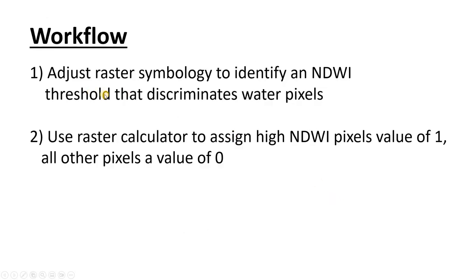So to do that, we're going to first adjust the raster symbology to identify an NDWI threshold that discriminates water pixels. So if it's above a certain value, it's water, below a certain value, it's not. Then we're going to use raster calculator to assign those high NDWI pixels a value of 1 and all other pixels a value of 0.